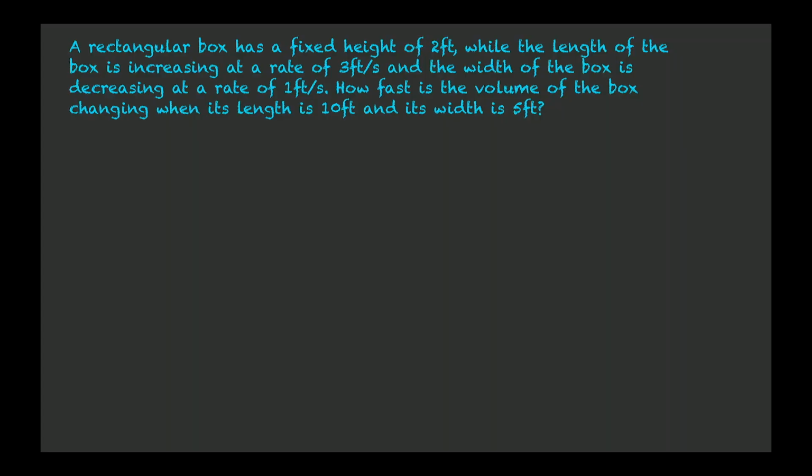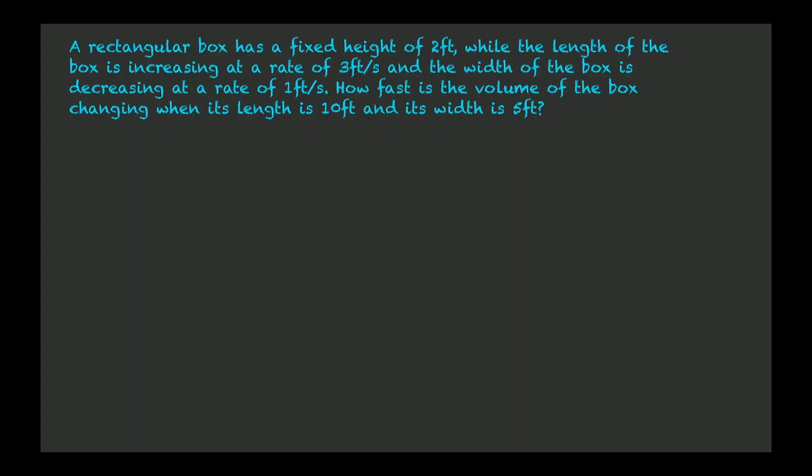A rectangular box has a fixed height of 2 feet, while the length of the box is increasing at a rate of 3 feet per second, and the width of the box is decreasing at a rate of 1 foot per second. How fast is the volume of the box changing when the length is 10 feet and the width is 5 feet? So again, the very first thing I want to do is locate any rates of change in the problem.